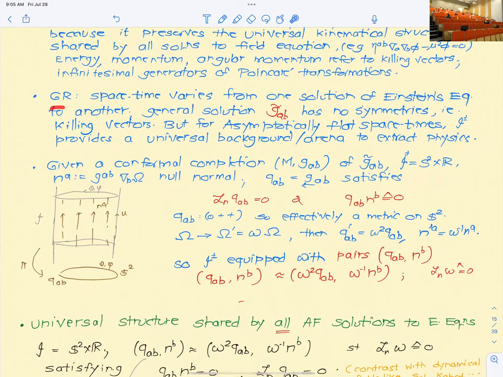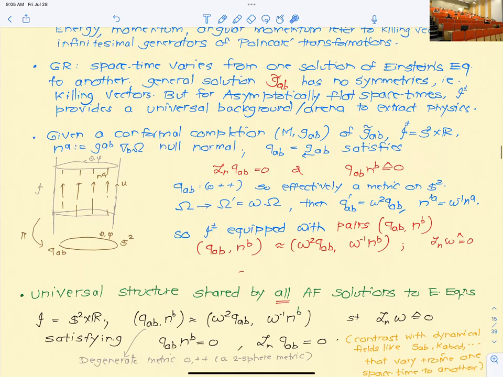Now, in general relativity, spacetime varies from one solution of Einstein's equation to another. And a general solution to Einstein's equation has no isometries, has no exact symmetries. But for asymptotically flat spacetimes, scri plus or minus can serve as a universal background or arena to extract physics. And the important thing is that this structure at scri plus is actually common to all asymptotically flat spacetimes, and that is why it is a kinematical structure. It's a universal structure. So what structure do we have?